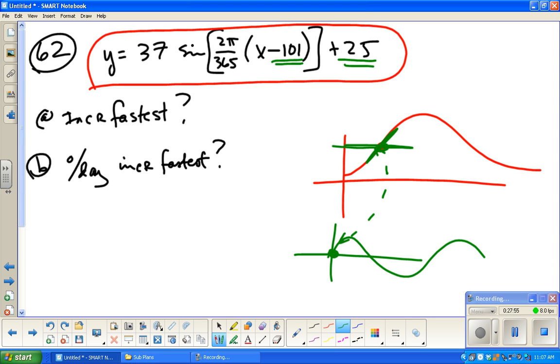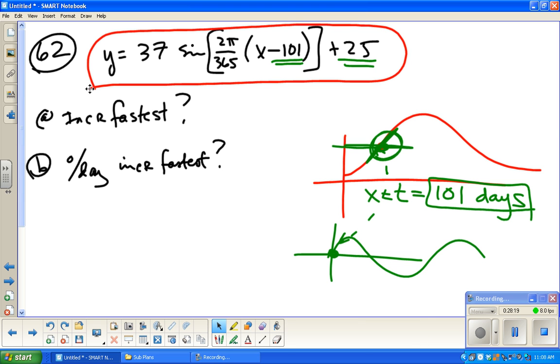It went to the right 101 and up 25. I'm willing to bet some money that this actually happens at an x value or t value of 101. And this is in days, right? Okay. Now, the question then is, what does this have to do with this section? Well, if you take the time, and we don't have it right now, to do the derivative of this.